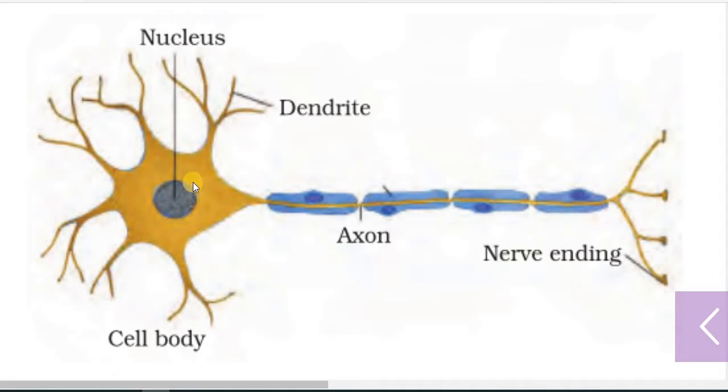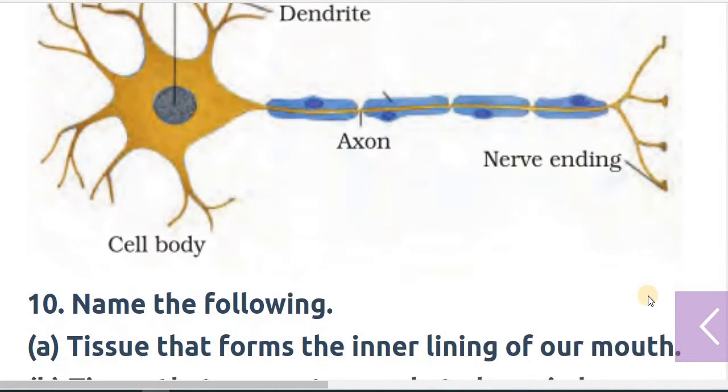Dendrites are thin hair-like structures which are elongated from the cytoplasm. This is called the cell body, which possesses the cytoplasm and the nucleus, and this thin sheet-like structure is called the axon, and this axon is terminated into the nerve ending, or you can say the nerve terminal. So this is the figure of the neuron, or you can say the nerve cell.